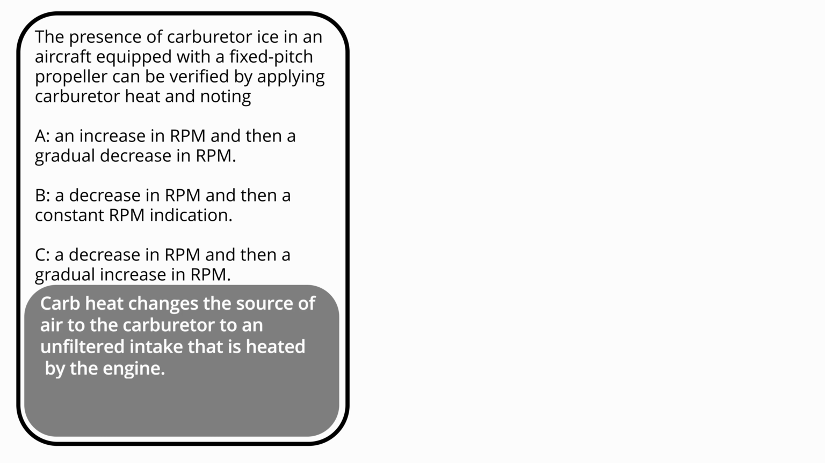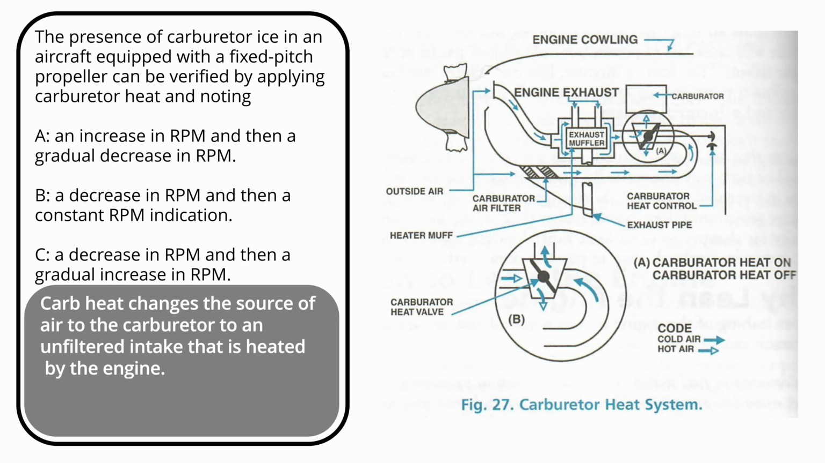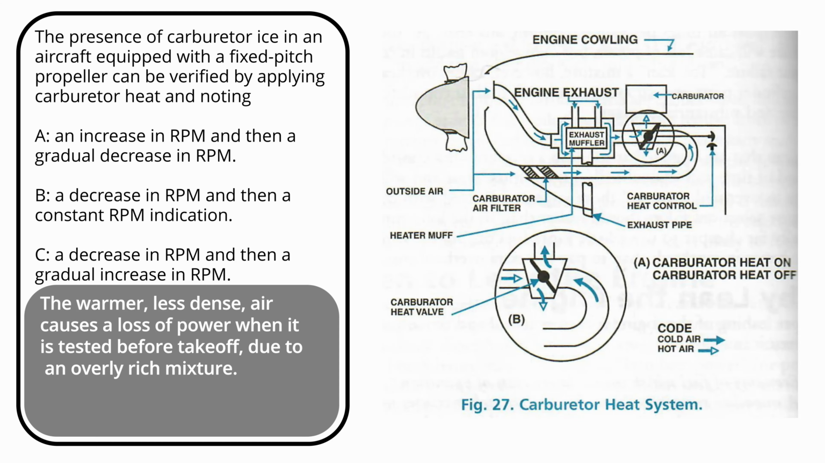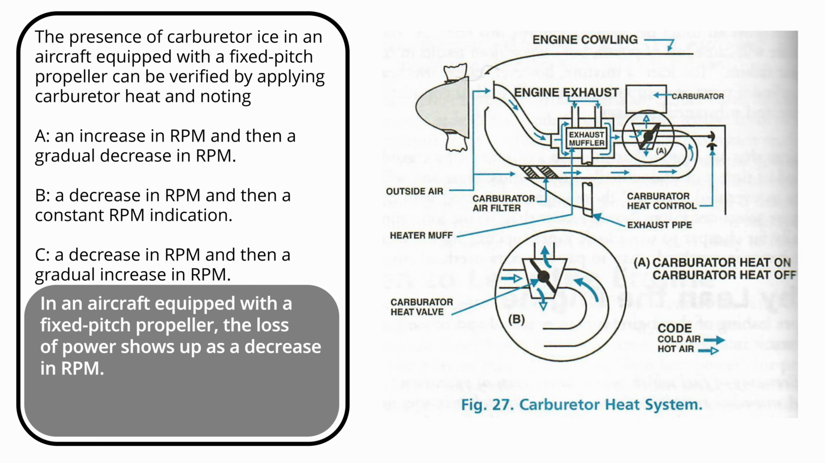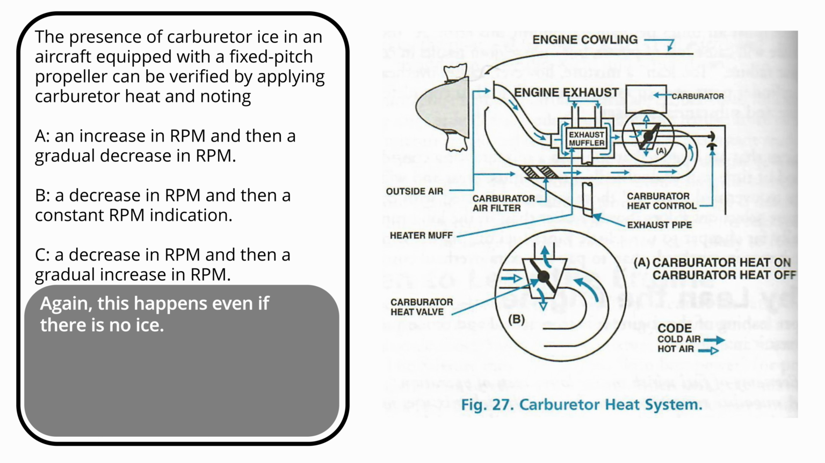Carb heat changes the source of air to the carburetor to an unfiltered intake that is heated by the engine. The warmer, less dense air causes a loss of power when it is tested before takeoff due to an overly rich mixture. In an aircraft equipped with a fixed-pitch propeller, the loss of power shows up as a decrease in RPM. Again, this happens even if there is no ice.